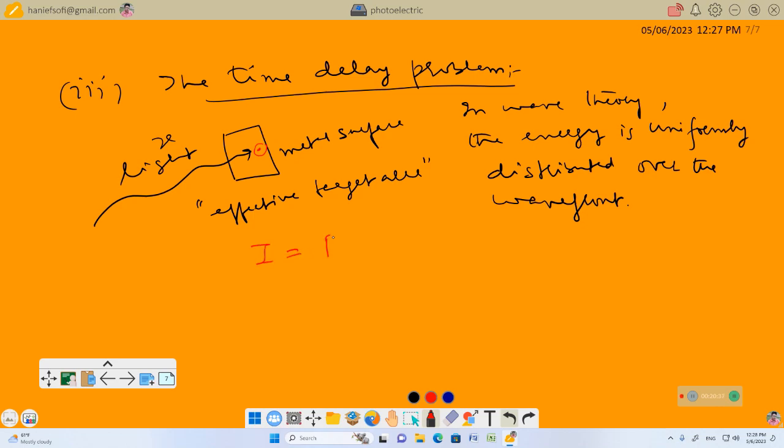Intensity is by definition power per unit area. Power itself is, if delta E is the energy transferred by the wavefront to the electron in time delta t, right? Then power is delta E by delta t. Now, if I solve for delta t, delta t is delta E by IA. Now, what is delta E?